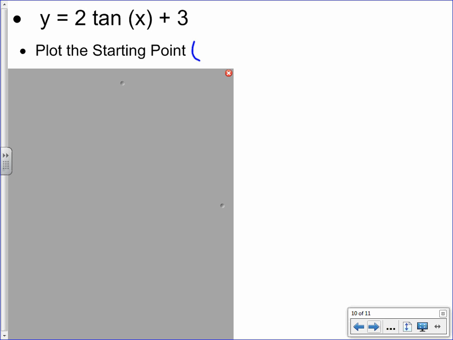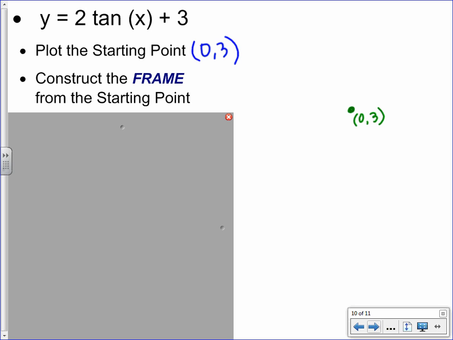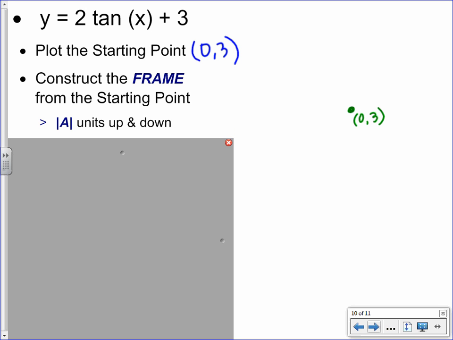0, 3. Okay, so I'm going to plot the point 0, 3. Then we need to construct the frame from our starting point. So we're going to identify A. What is A? 2. It is not the amplitude, it is just A. We are going to construct our frame by going up 2 and down 2.